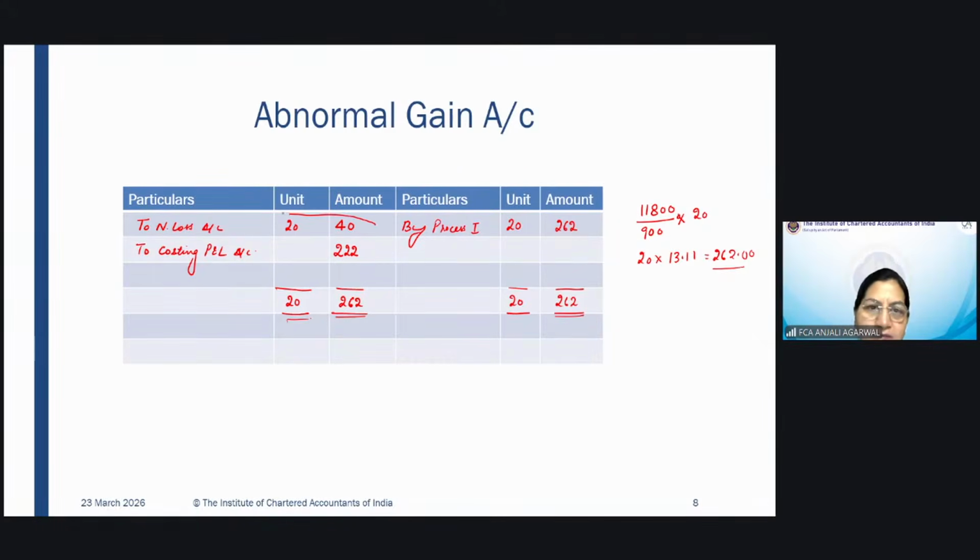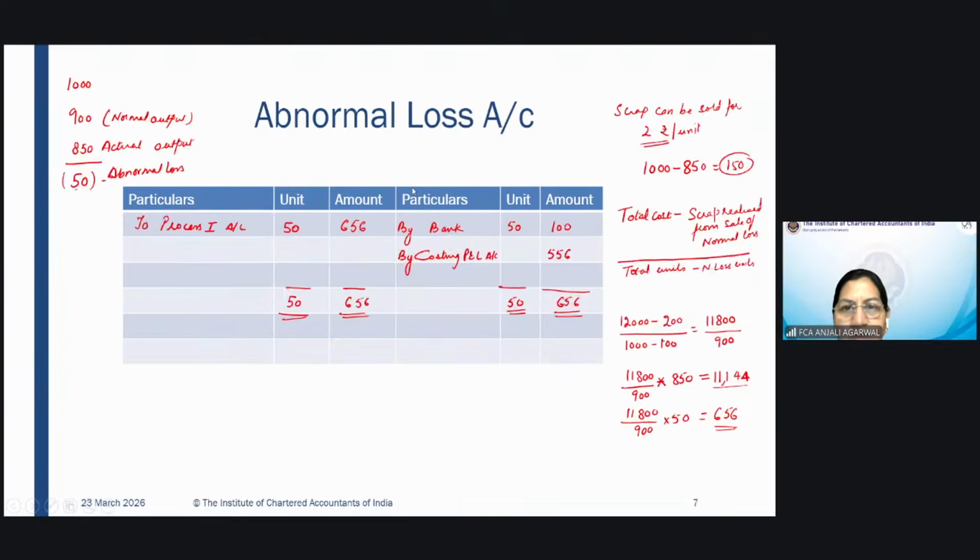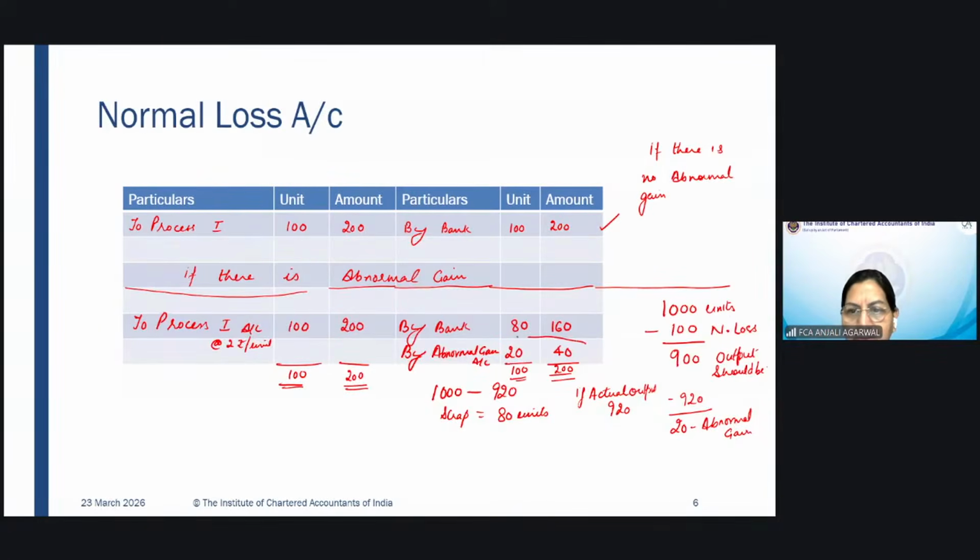So this entry, you see, the normal loss account will be there correspondingly in the normal loss account. Okay. So if there is no abnormal gain, then the normal loss account is simple, to process account and by-back. But if there is abnormal gain, you will not be having the 100 units, be able to sell this as scrap. You have only 80 units to sell as scrap. So where will the another 20 units, who will bear that 40 rupees? That has to be borne by the abnormal gain account.